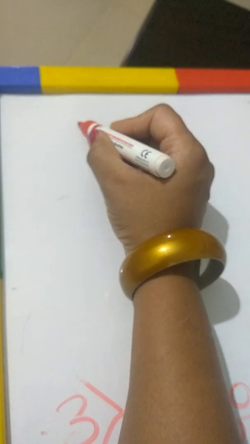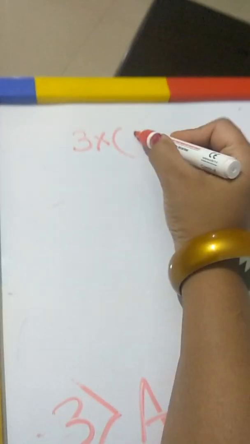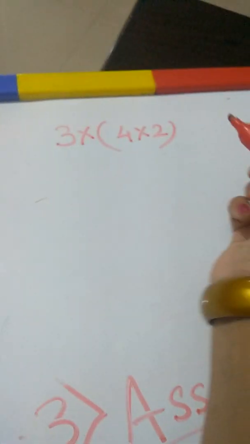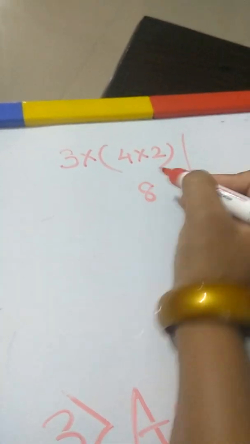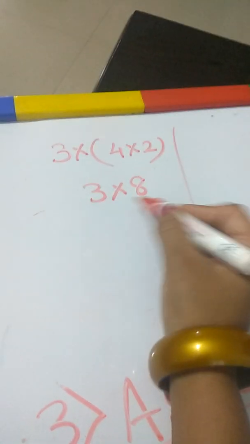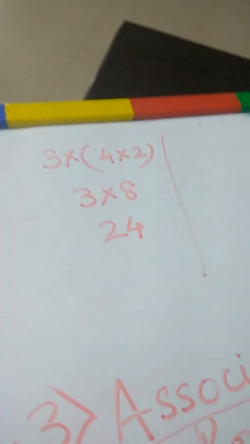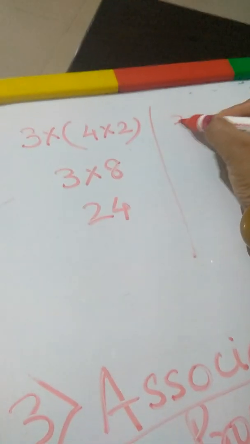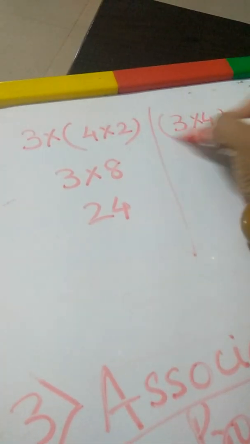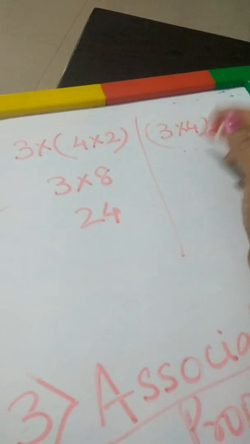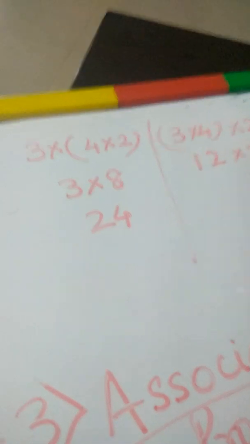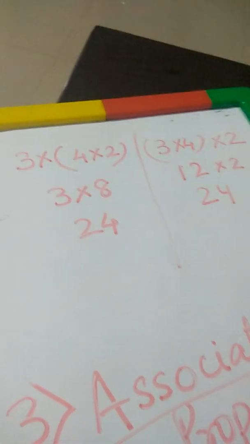That is, if I take any three numbers and I multiply them, first I have to solve the simple bracket. So 4 into 2 is 8. Then I do 3 into 8, which comes out to be 24. Now I will change the order. I will first multiply 3 and 4, then multiply with 2. What I get? 3 into 4 is 12, then multiplied with 2, the answer is 24 again.